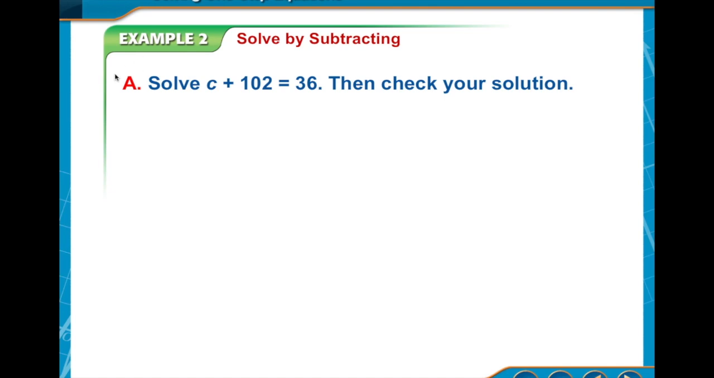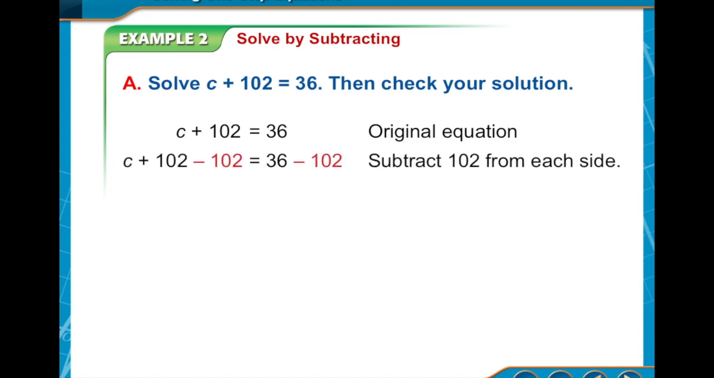We want to get it alone. We see this is some addition here. So to get rid of this 102, we have to do the opposite of addition, so we'll subtract. What will we subtract? Well, the number that will cancel this out is a negative 102. So we'll subtract 102 from both sides of our equation, and then we'll check to see if it's right. So first, we take our original equation. Now we subtract 102 from both sides.